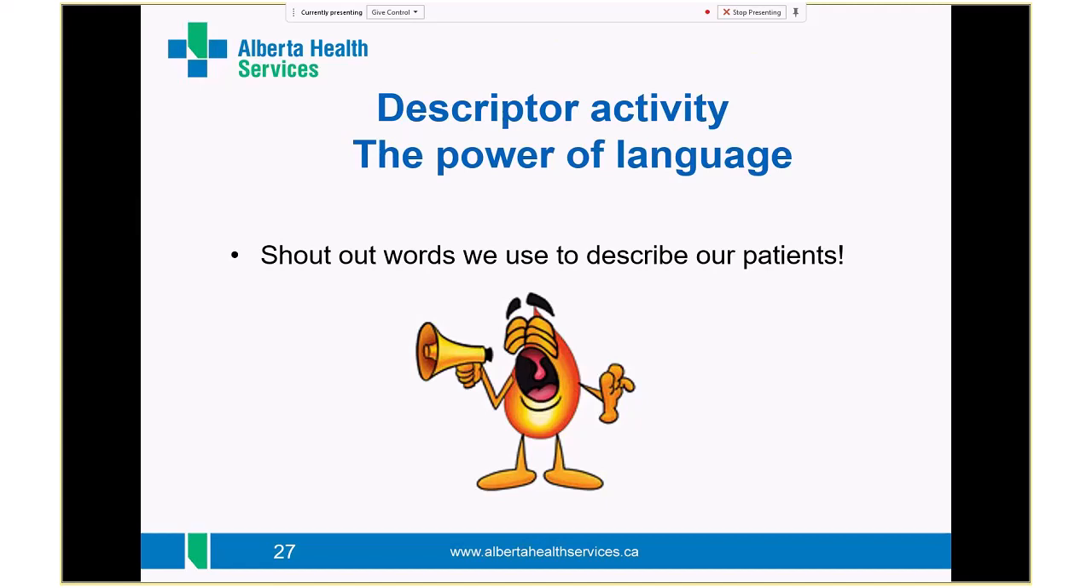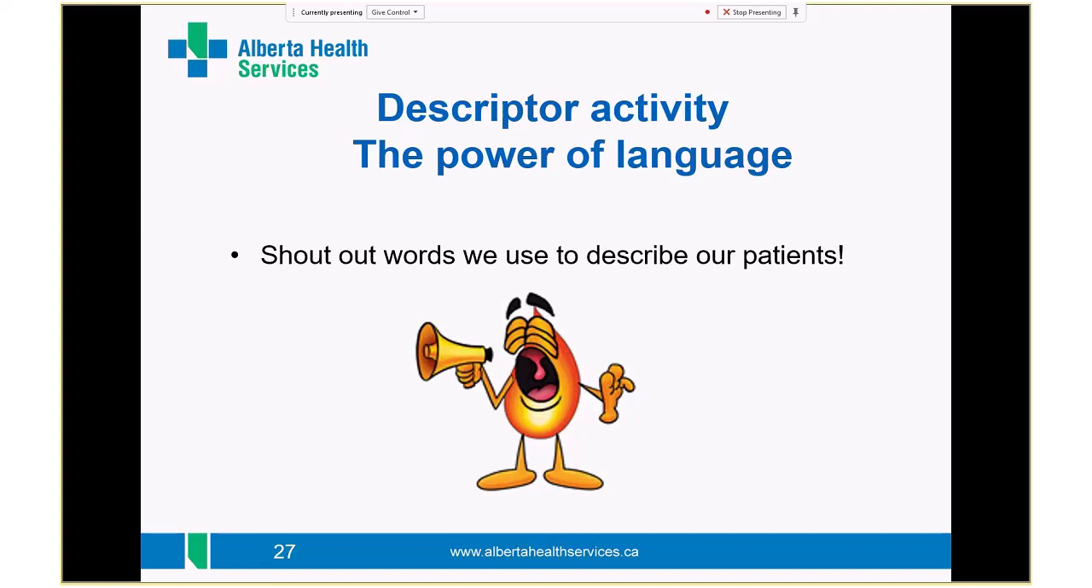Or what about the word needy? Is there something else we could replace that with? Doing something like maybe able to make needs known. We can go through a whole list of words that we use that have negative connotations, and we should be looking at ways to turn that positive.